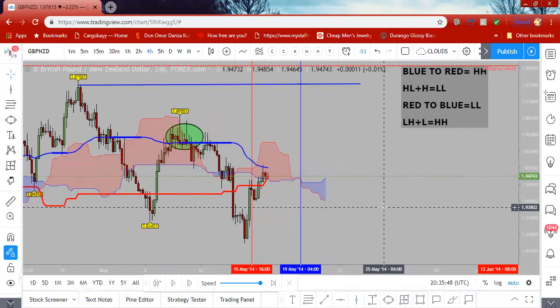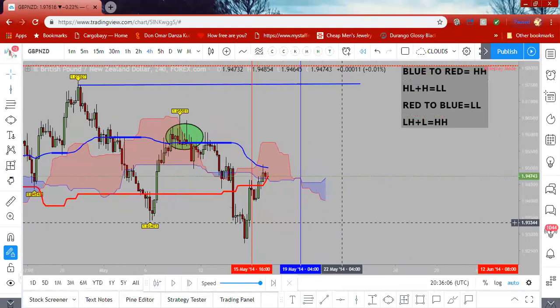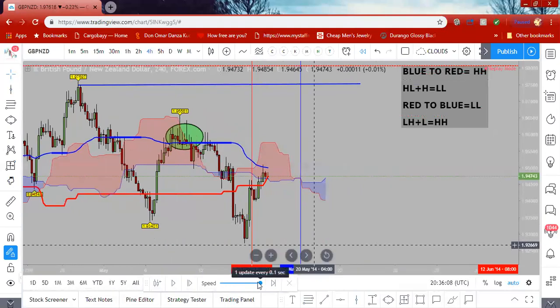Remember what I said. Price will either consolidate, pull back, or continue to trend in between these lines before reversing. Red to blue. Once price gets past that cloud crossover, I'm expecting a lower low at that crossover. If I don't see a lower low, I know price is going to continue up.